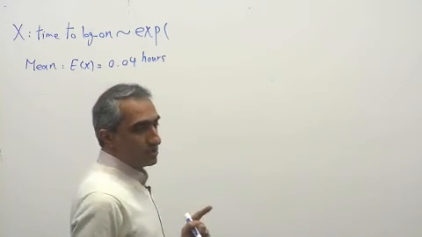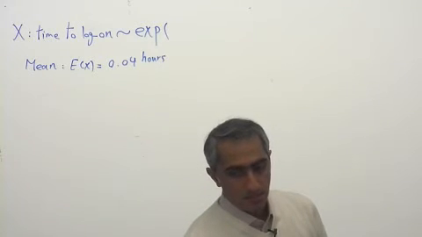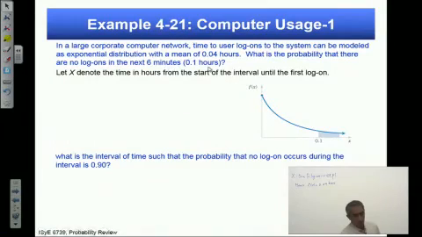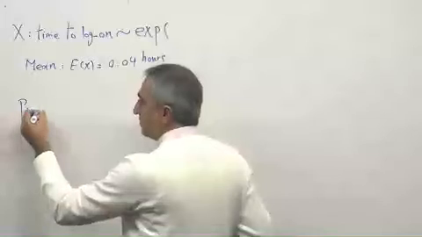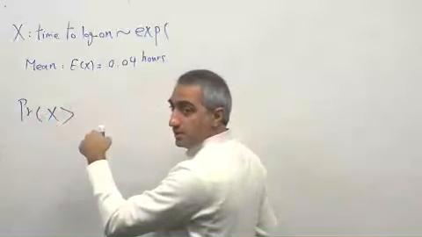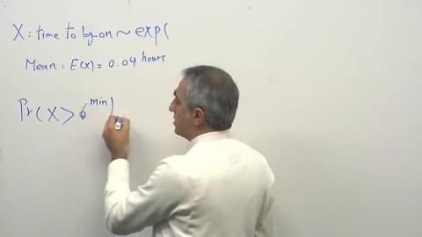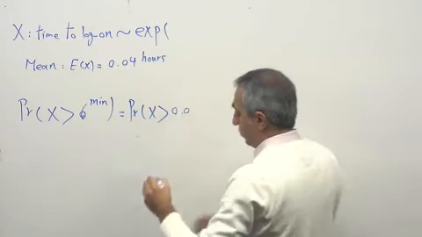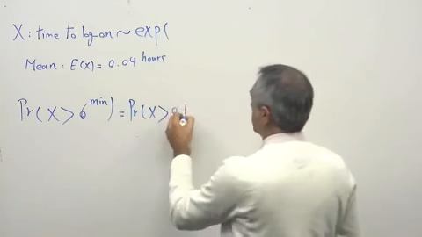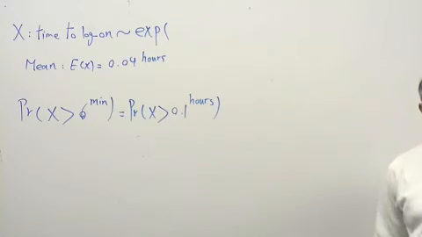So it is important to know that both units should be the same. Here it is asking in minutes, and this is in hours, so we change it to hours as well. Okay? So what does it mean? There are no logons in the next 6 minutes. It means the first logon occurs after 6 minutes. You agree? Which is the same as saying the first logon occurs after 0.1 hours. Okay? Does it make sense?